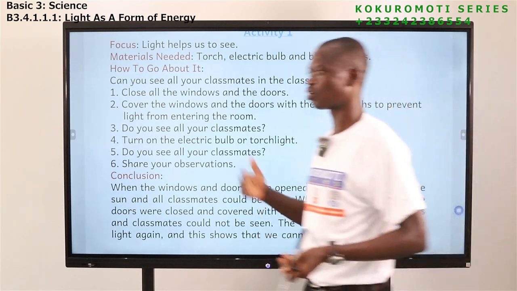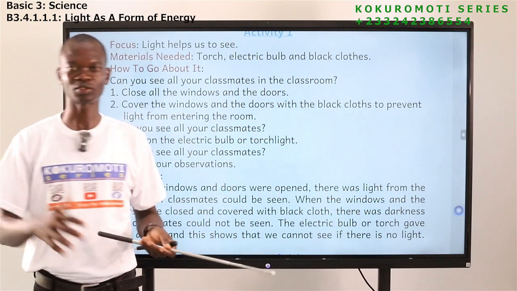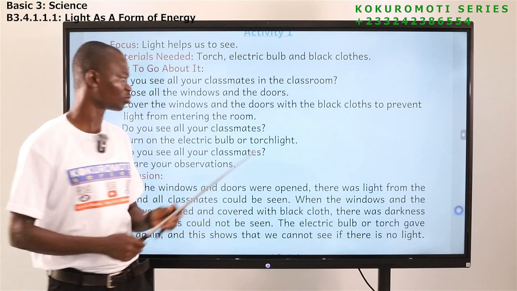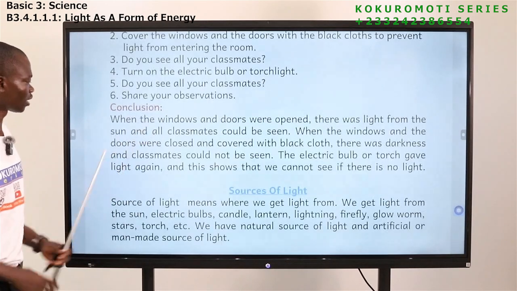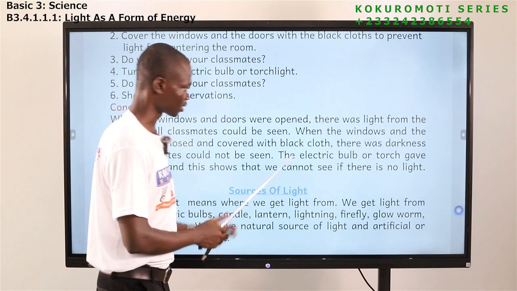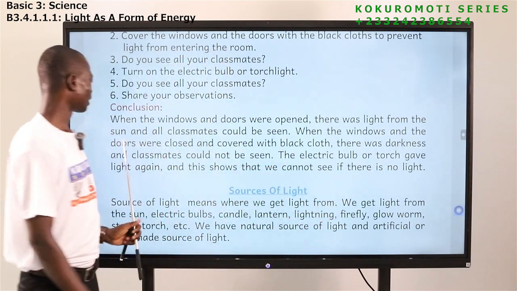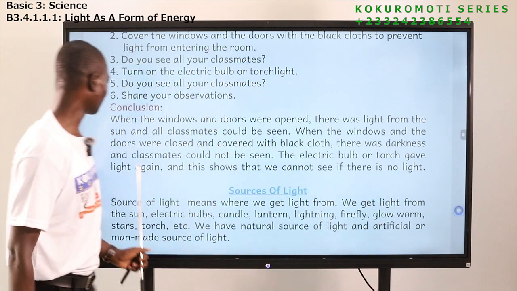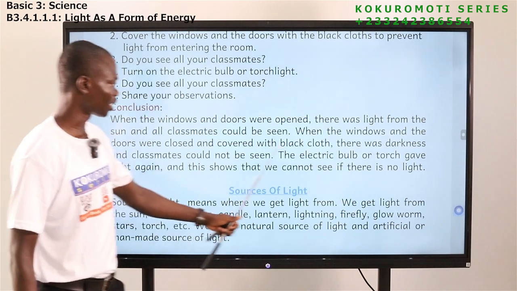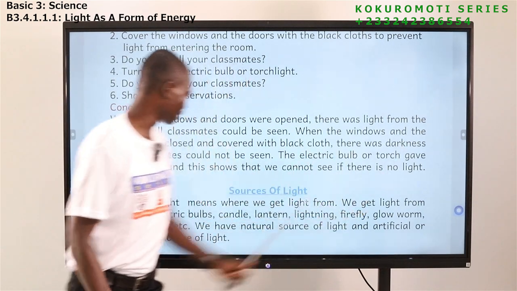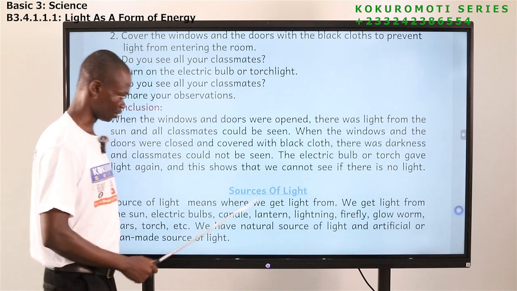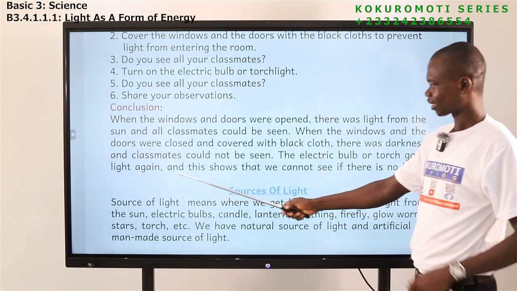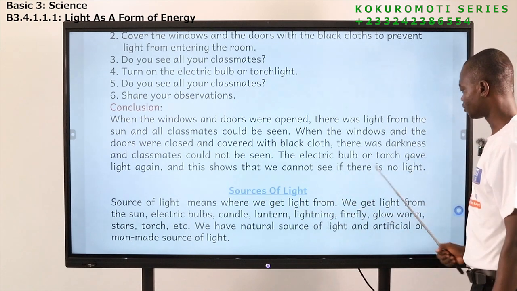Now, when the light was on, and when the light was turned off, there was what? A difference. There was a difference. So share your experience. Let's look at what we have here. When the windows and the doors were opened, there was light from the sun, and all classmates could be seen. When the windows and the doors were closed and covered with black cloth, there was darkness, and classmates could not be seen. So the electric bulb or the torch gave light again, and this shows that we cannot see if there is no what?